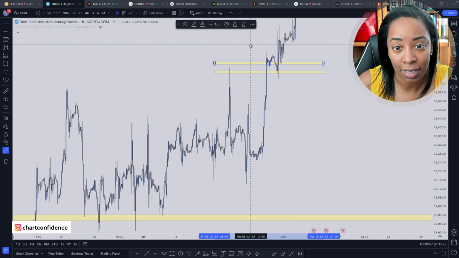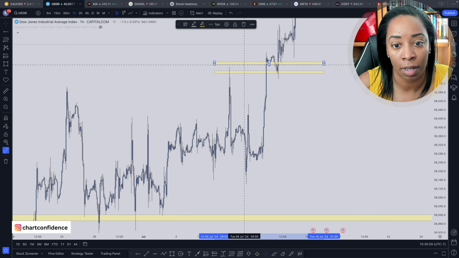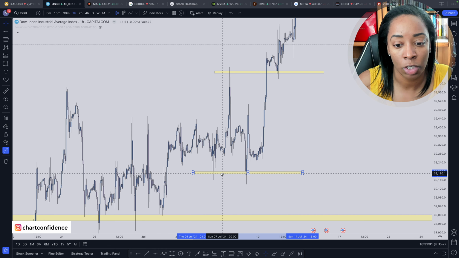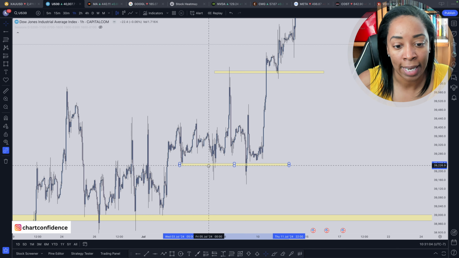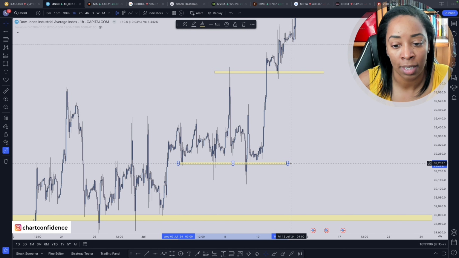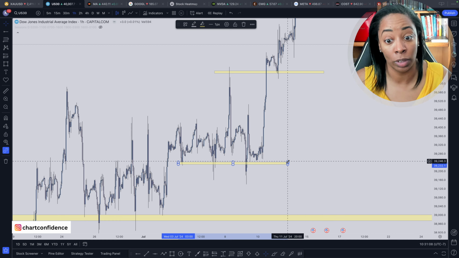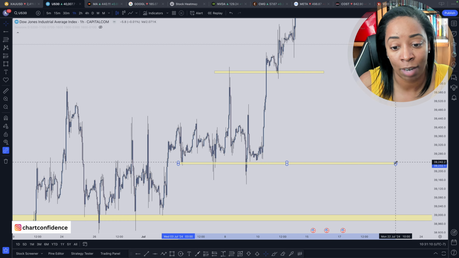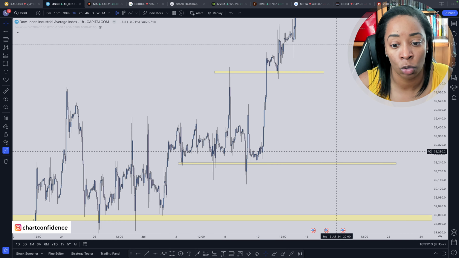So, I'm placing these levels here just because, as you know, US30 does chop around quite a bit. And I want to make sure that I have, and these are really big zones, really nice trading areas to trade from.